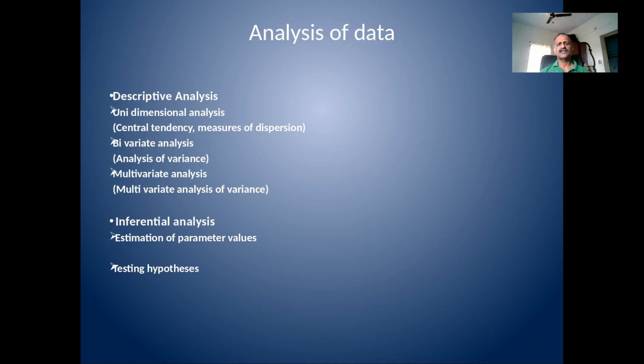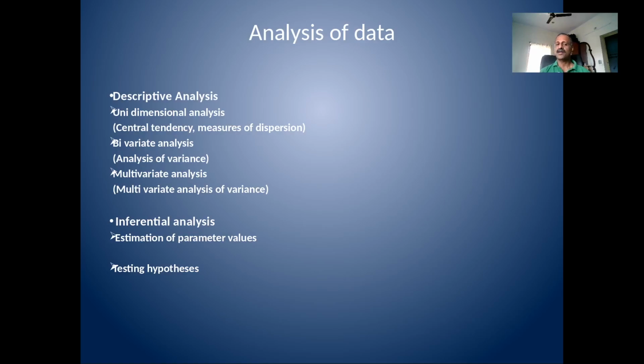Descriptive analysis includes unidimensional analysis, bivariate analysis, and multivariate analysis. Unidimensional analysis means only one dimension will be checked, for example, finding out the central tendency and measures of dispersion, which you have learned, or will be learning, in the statistics class. For example, a set of data is there. What is the central value of this data? That is the central tendency. Measures of dispersion look at how much each value differs from the center value.